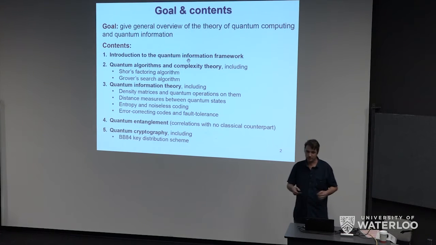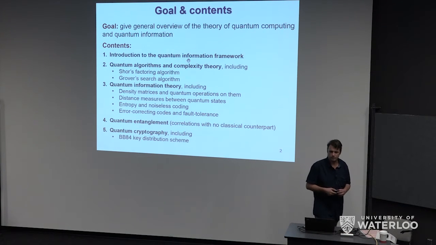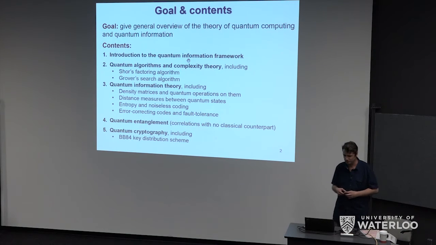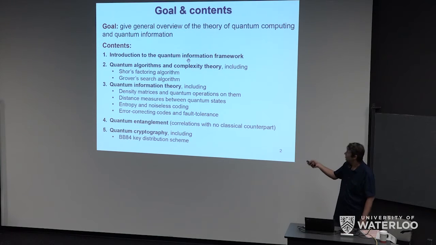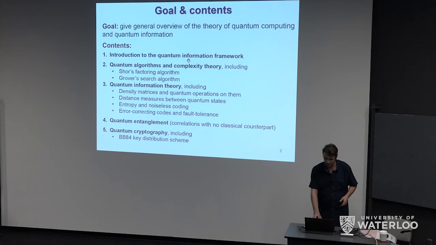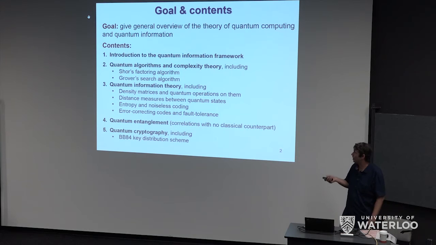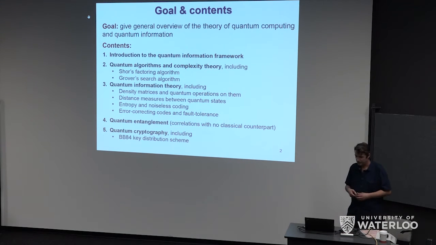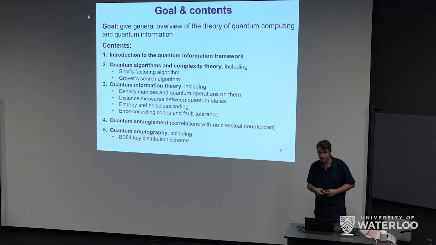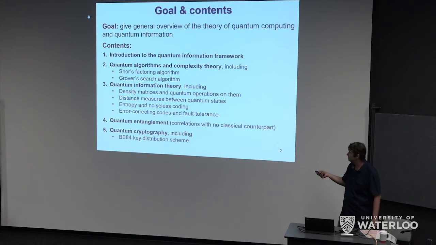So the goal of this course is to give a general overview of the theory of quantum computing and quantum information at the graduate level. The contents will be: we'll start off with an introduction to the quantum information framework. This will include some study of quantum algorithms and quantum complexity theory, such as Shor's famous factoring algorithm and Grover's search algorithm.